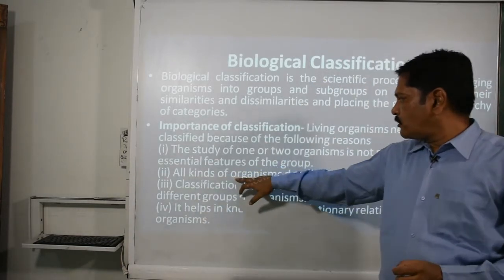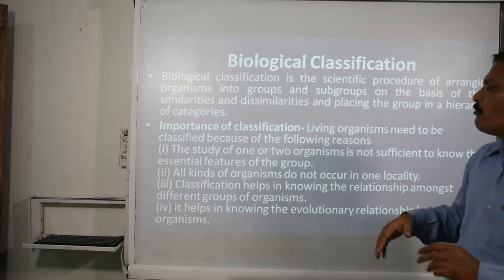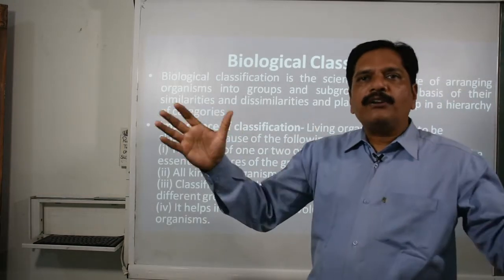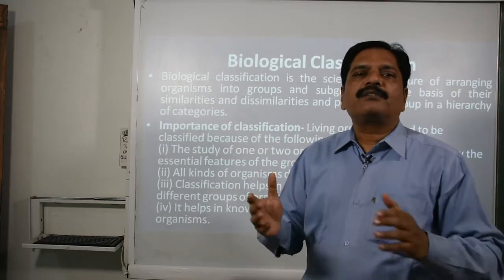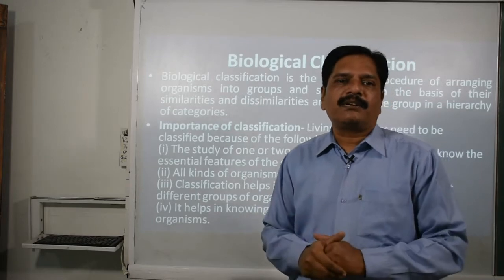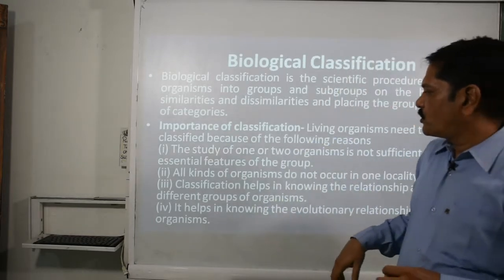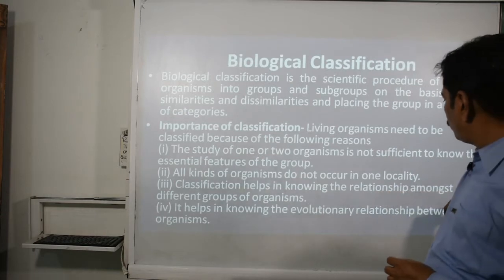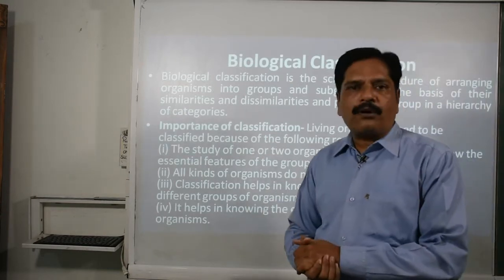Then, all kinds of organisms do not occur in one locality. Clear? According to the different localities and different places, the organisms also vary from one to another, and they are different from each other. Then, classification helps in knowing the relationship among the different groups of organisms.